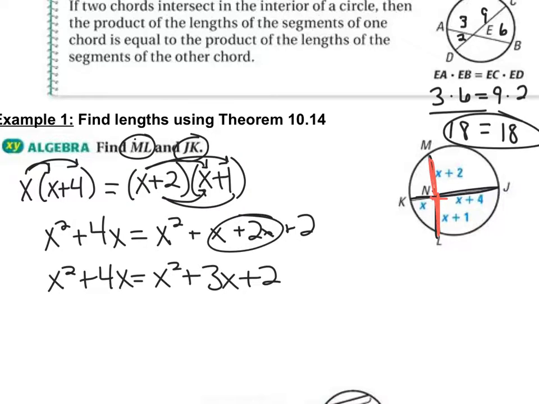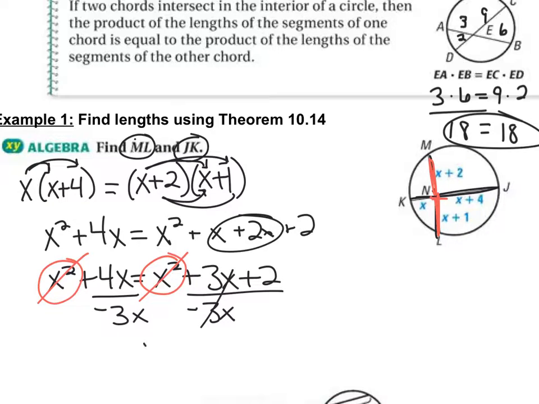Hopefully, if you've done it correctly, you'll end up with an x squared on both sides, which will cancel out. Technically, you'll subtract them from both sides, but we just need to know that they're going to cancel each other out. So what you're left with is 4x equal to 3x plus 2. So we have to subtract 3x from both sides, and that's going to leave us with x equal to 2.